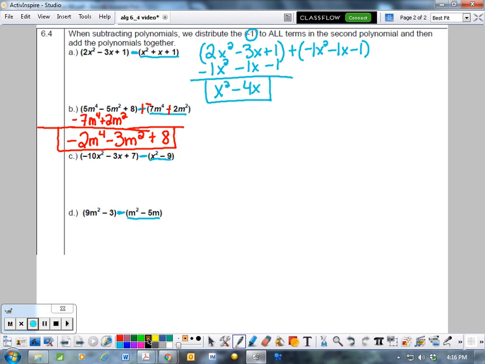So then on our next one, again, I'm going to go ahead and add a line, and I'm going to make this a negative. I'm going to make this a positive, and then we'll line it up underneath our proper like term. So -1x squared, positive 9, and then we combine our like terms. So -11x squared minus 3x plus 16.